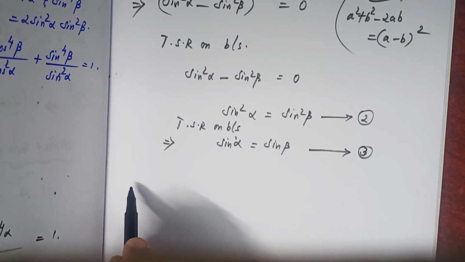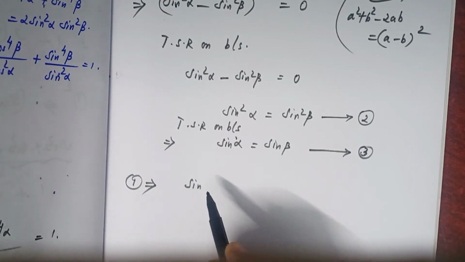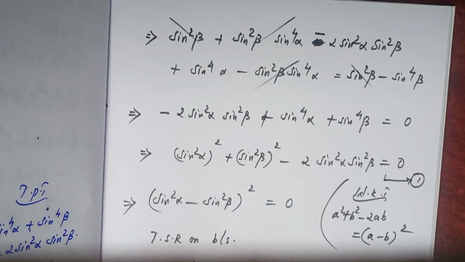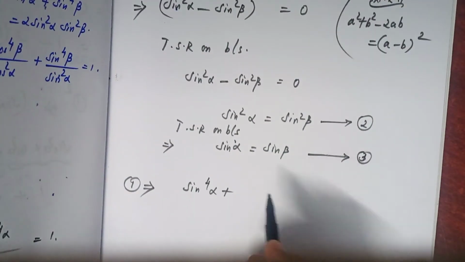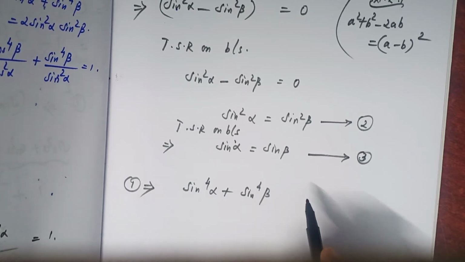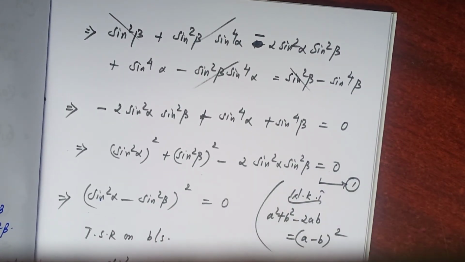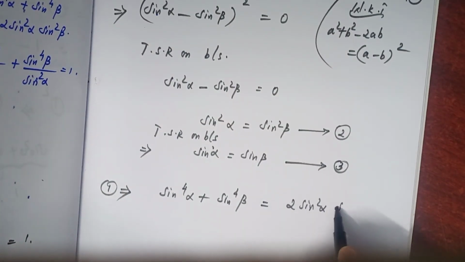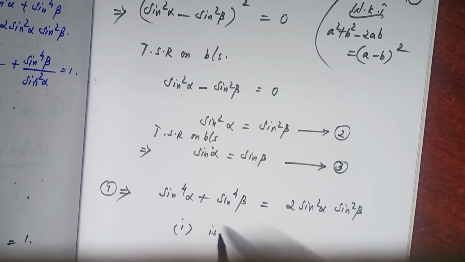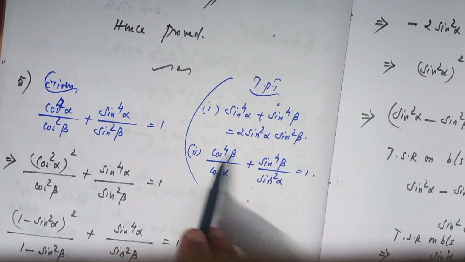Now equation number 1 implies, sine squared alpha the whole square, that is sine power 4 alpha, plus sine squared beta the whole square is sine power 4 beta, that is equal to this expression, when it comes to right hand side, minus becomes plus, plus 2 sine square alpha sine square beta. Subdivision 1 is proved.